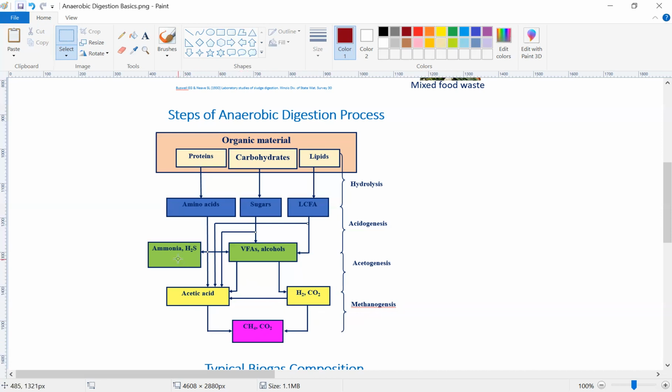Of course, you can expect some of the ammonia that was reduced in the acidogenesis to be transferred to the gas phase, which is biogas, and you can collect minor traces of ammonia and hydrogen sulfide as impurities in the biogas, and I will come to this a little bit later.